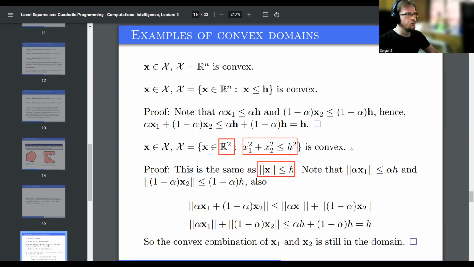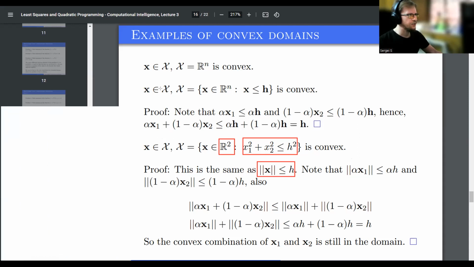So again, what we want to prove is that a convex combination of x1 and x2, any x1 and x2 in this domain, would be by norm less than or equal to h. So inside the circle. All right. Do you understand what I mean when I say inside the circle? Let me just quickly demonstrate. I think this is one of those things where demonstration helps a whole lot. So we have a circle, radius h.